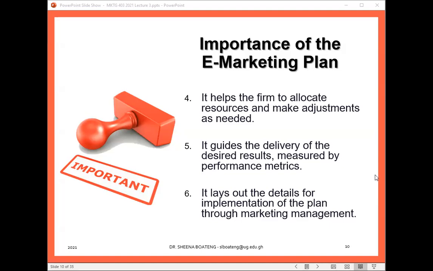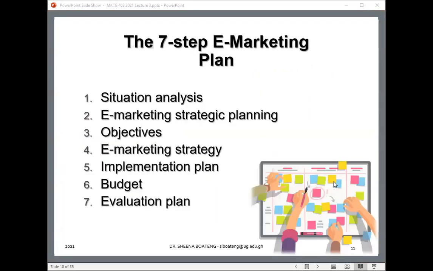So these 6 points that we have discussed represent the importance of the e-marketing plan and why we as e-marketers must take them seriously. So moving on, we are going to talk about the 7-step e-marketing plan. Now, these steps detail the process that we have to go through to arrive at the final blueprint, which we will call the e-marketing plan document.